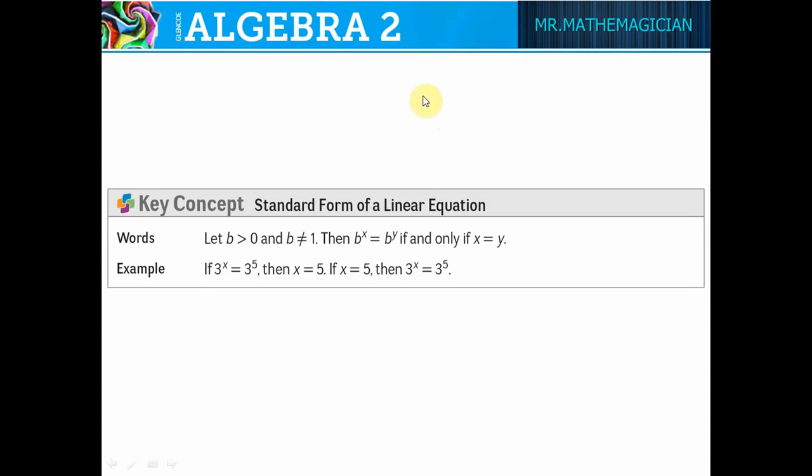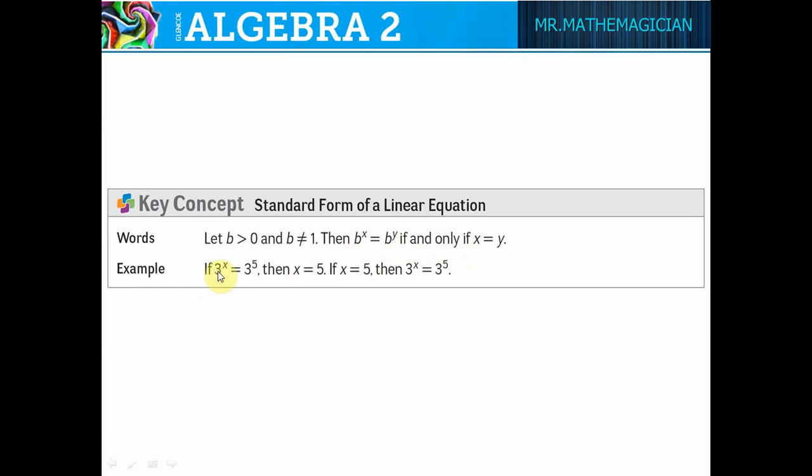This is Mr. Mahmoud explaining Algebra 2, Chapter 6, Lesson Number 2, Solving Exponential Equations and Inequalities. Let b be greater than 0 and b not equal to 1. Then b to the power of x equals b to the power of y if and only if x equals y. This means if the two bases are the same, then the two powers are the same, and vice versa.